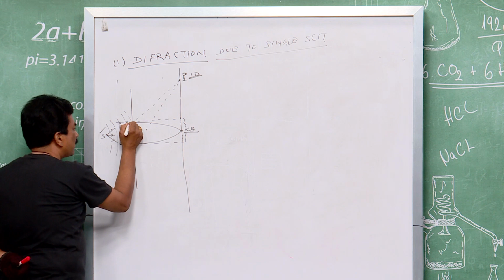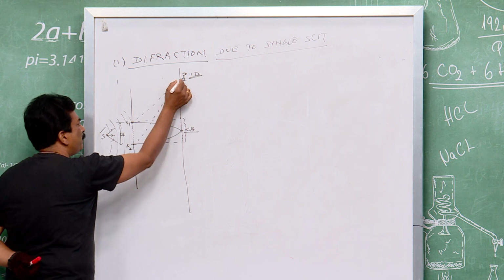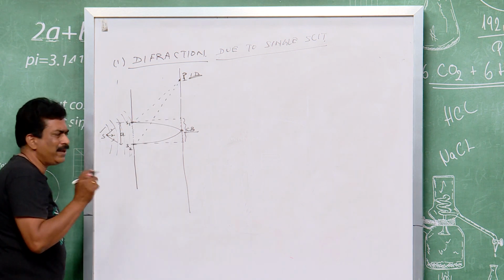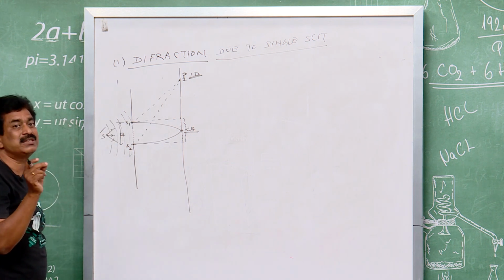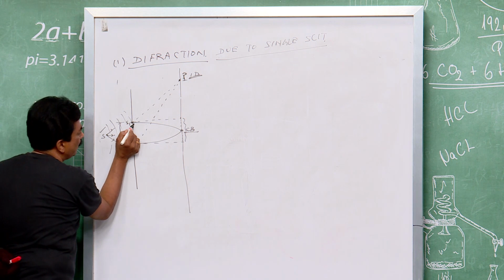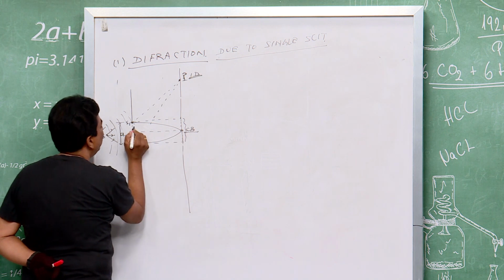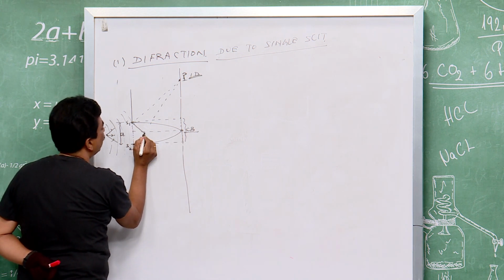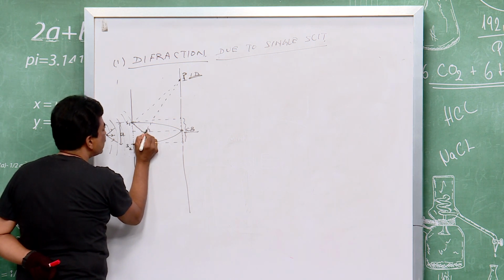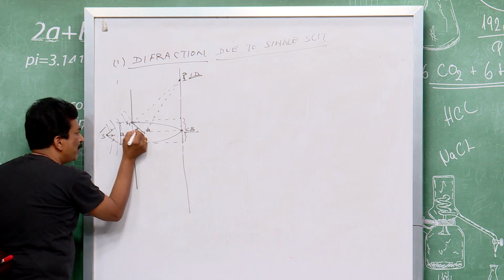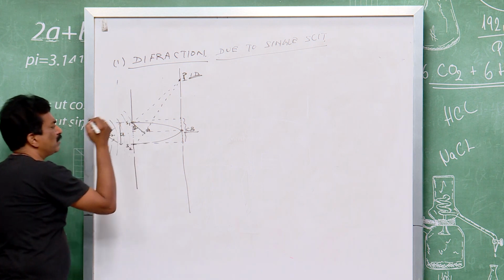So if this is S1 and this is S2, the lengths from S1 to P and from S2 to P are not the same. There must be a difference in path, which means there is a difference in phase. If we draw a perpendicular here to the central line, it will make a certain angle. This angle will automatically become theta.